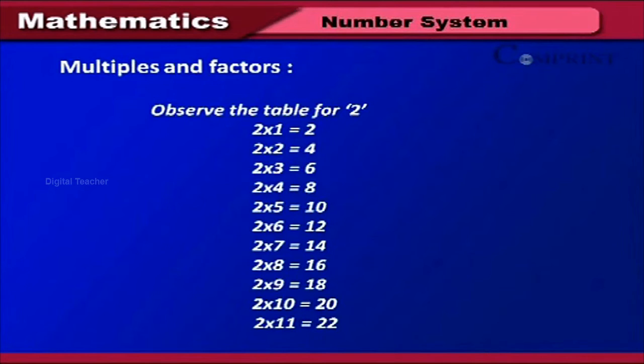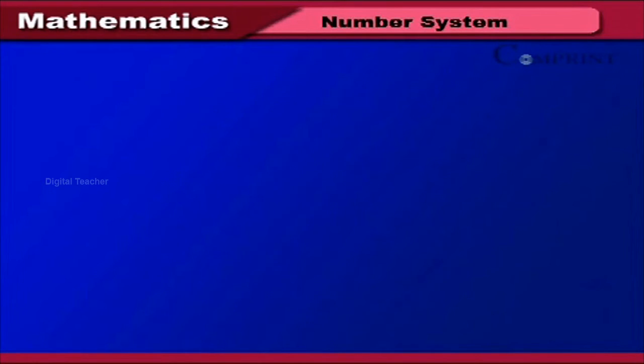Multiples and factors. Observe the table for 2. 2 into 1 is equal to 2. 2 into 2 is equal to 4. 2 into 3 is equal to 6. 2 into 4 is equal to 8. 2 into 5 is equal to 10. 2 into 6 is equal to 12. 2 into 7 is equal to 14. 2 into 8 is equal to 16. 2 into 9 is equal to 18. 2 into 10 is equal to 20. 2 into 11 is equal to 22.